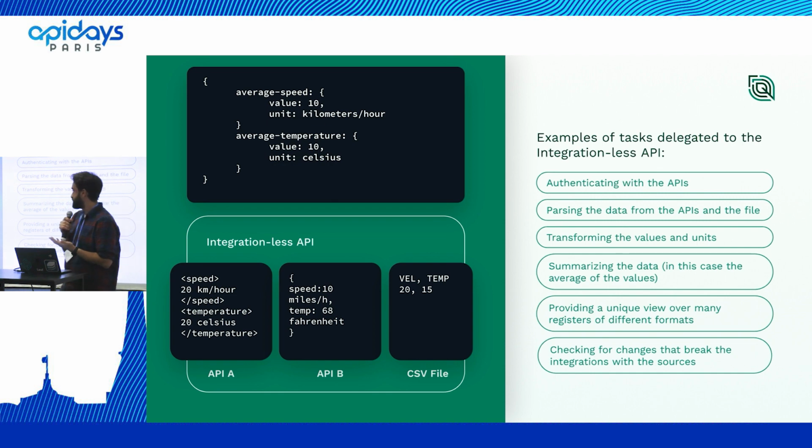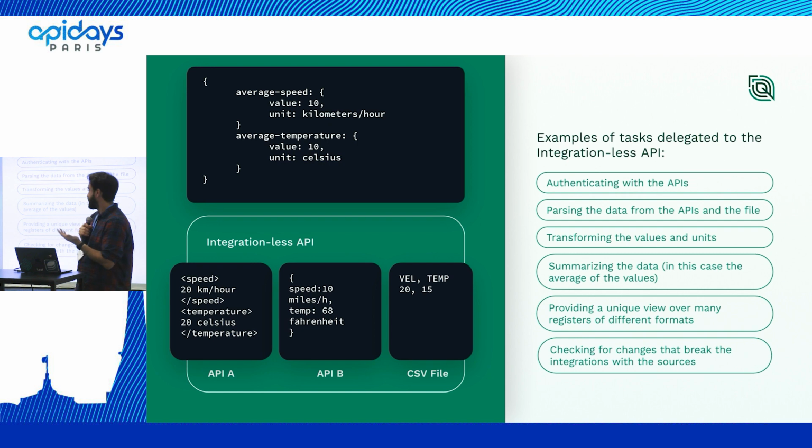Here is an example, which is actually just a simplification of what we do. Let's say you have two APIs and a CSV source that all have the data of a tractor operating in the field. What our API does is we do the authentication with the APIs, we parse the data from the APIs and the file, and we transform the values in units. So even if we have temperature in Celsius in a couple of sources and in Fahrenheit in the other sources, we transform everything to only one type of data.